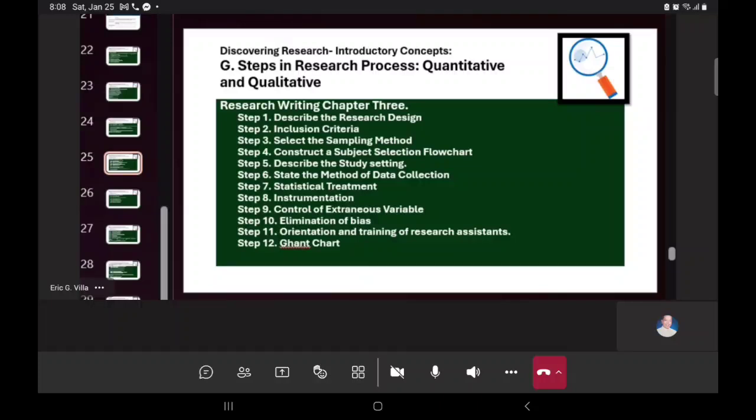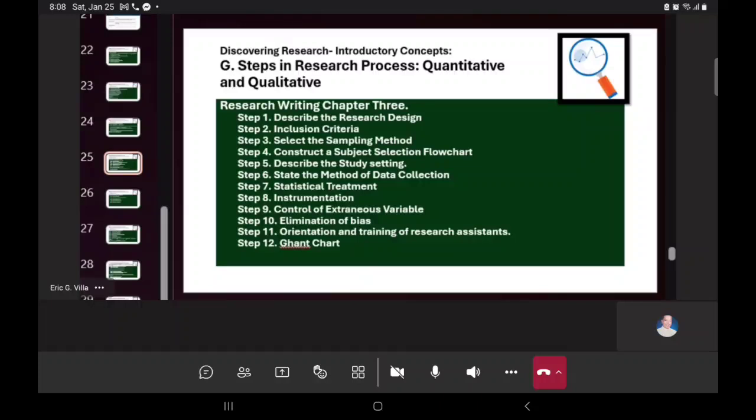Research assistant preparation. Why? Because we have comprehensive orientation programs for the research assistant. This research assistant must undergo specific training protocols, with clear role definitions, and quality control measures.